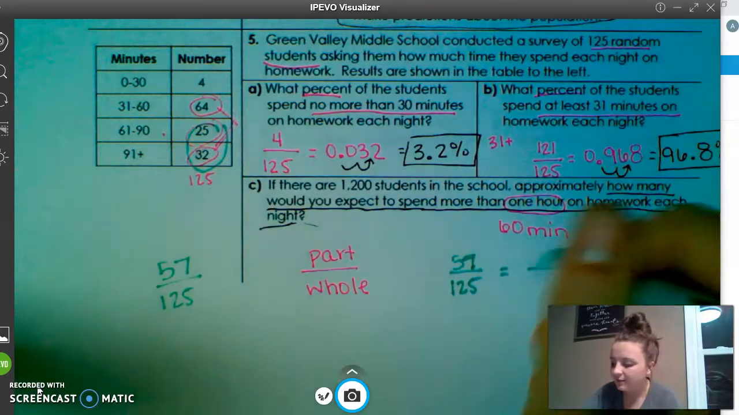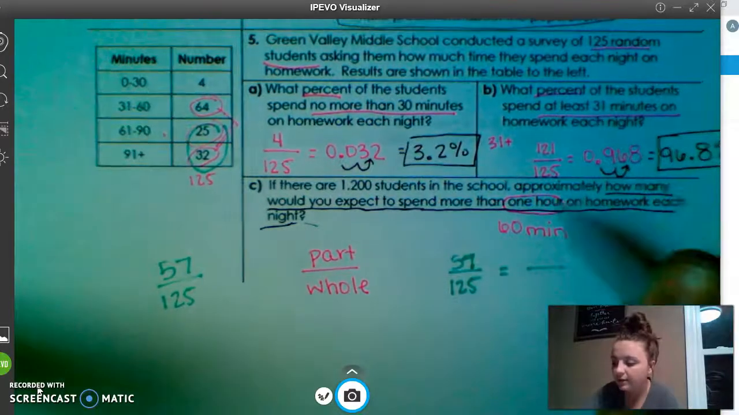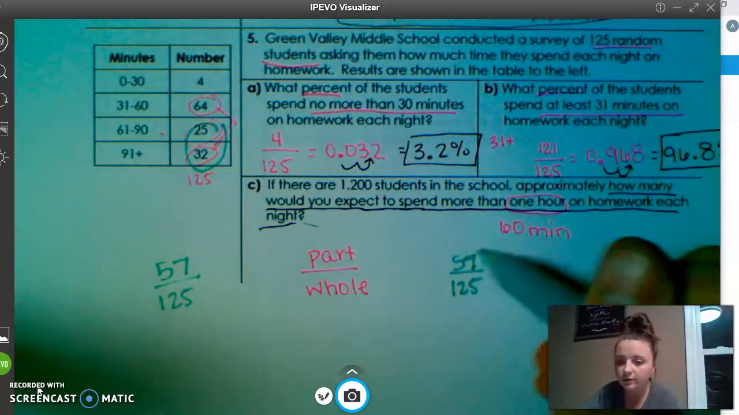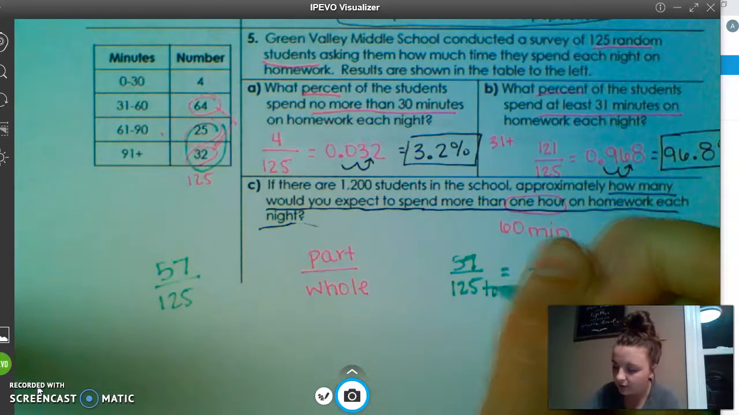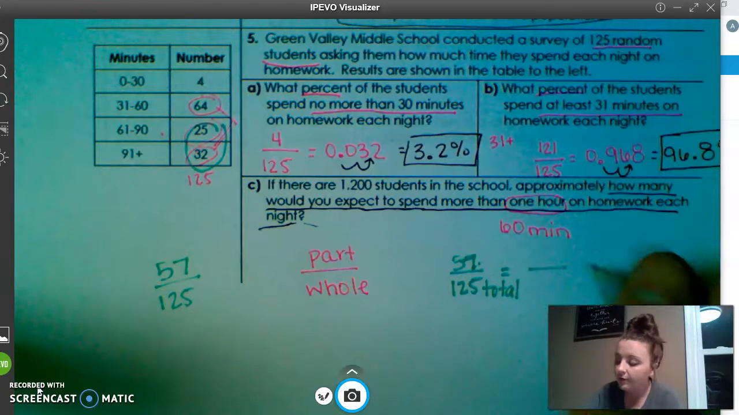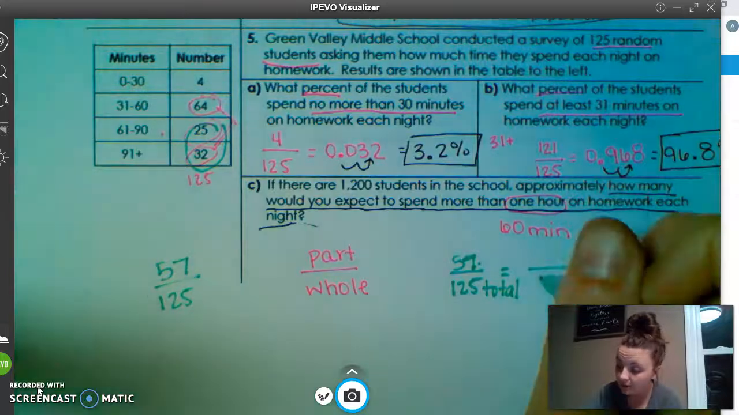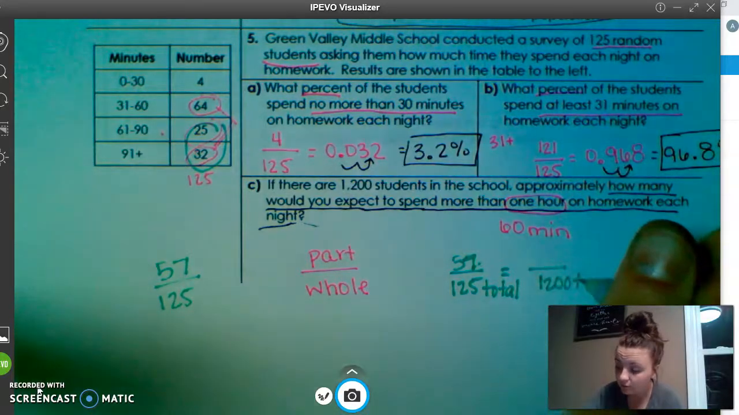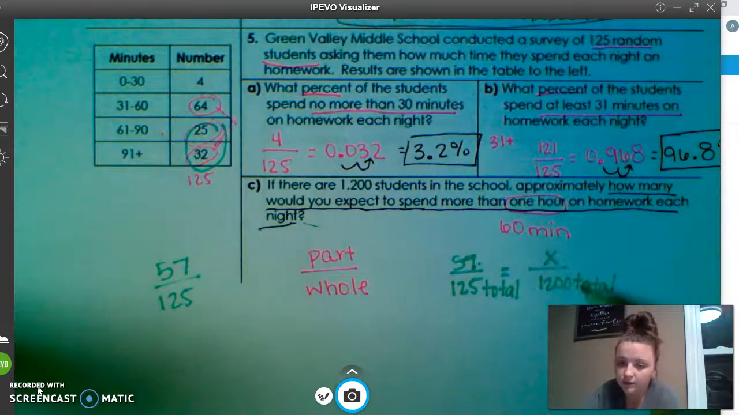Then it said, I need to know what to fill in over here. It says there are 1,200 students, and we want to know how many would be spending 60 minutes or more. And remember, your units have to match across. So this is 125 total students, and this is spending 60 or more minutes. I know there's 1,200 students in the school in all, so that means it would go in the denominator. So there's 1,200 total. And I don't know how many of them would spend 60 minutes, so that's why the X goes on top.